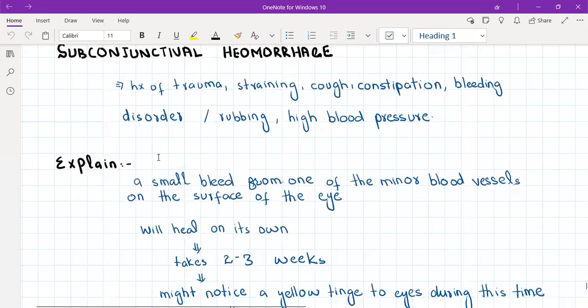Subconjunctival hemorrhage basically occurs when there is a rupture of a small blood vessel on the surface of the conjunctiva. So we'll tell the patient that it is a small bleed from one of the minor blood vessels on the surface of the eye. So it's kind of like a bruise. You will tell the patient it's kind of like a bruise, but it's on the surface of the eye.